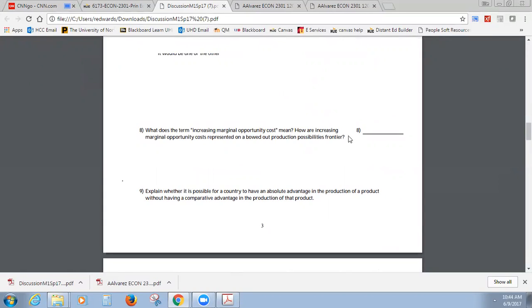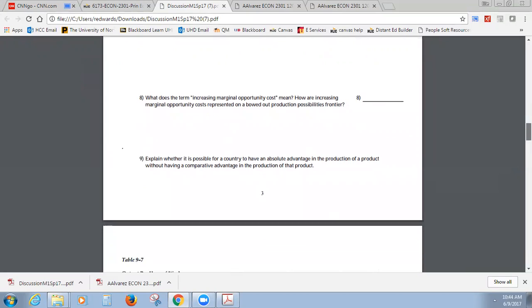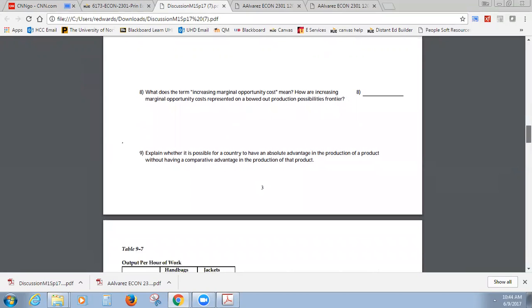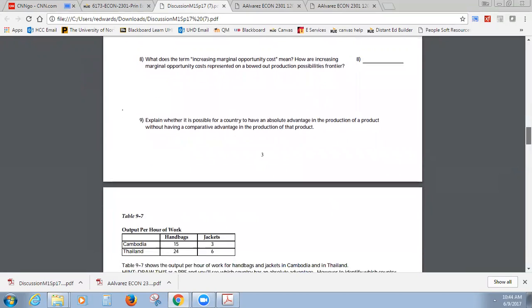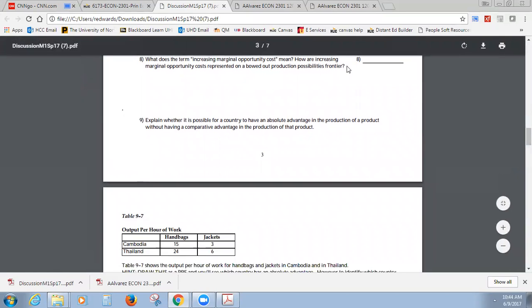All right, number 8, for this one, the explanation of how she explains it in the video, excellent. And the point they talk about low-hanging fruit, I completely agree with that. You've already heard it, so I'm not going to repeat it. Explain whether it is possible for a country to have absolute advantage in the production of a product without having a comparative advantage in the production of the product.